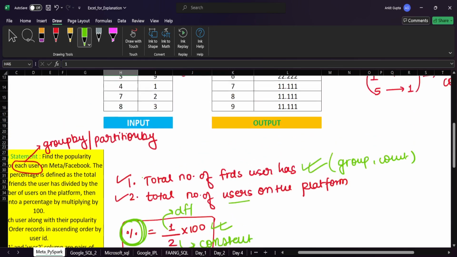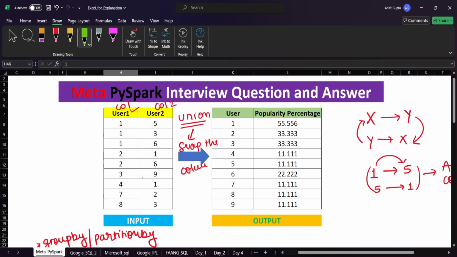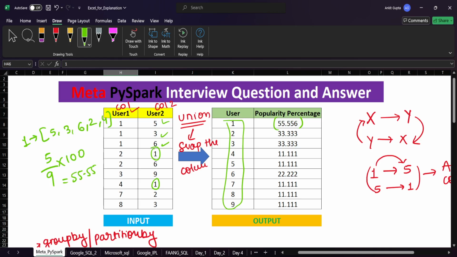So I hope the problem is simple and easy to understand, right? So let's see how we are getting 55.55. If you see here, let's see friends of one. So friends of one are what? 5, and then we have 3, then we have 6, and these three we have covered. And then for one, the friend is 2 also, and for one, we have 4 also. So total we have 5, and altogether, how many unique users are there? 9. So 5 by 9 into 100, so this is nothing but 55.55, right?